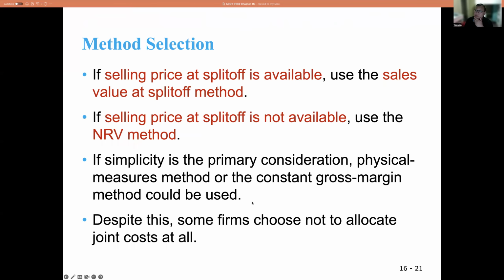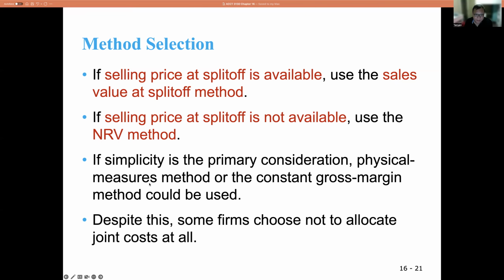Okay, which method can we select? We have learned four methods: the physical measure, sales value, NRV, net realizable value, and the constant gross margin. If the selling price at the split-off is available, then you just use the sales value at split-off method. If the selling price at the split-off is not available, then you can use the net realizable value method.